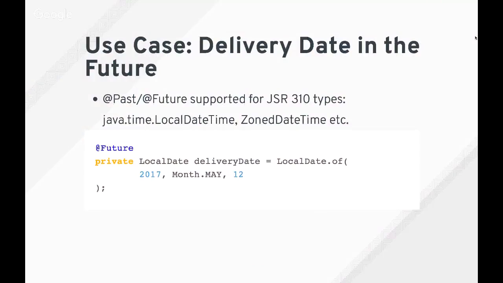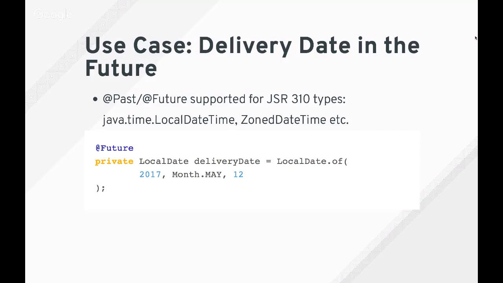So that's it for container constraints. Then the next use case, which is supported by Bean Validation 2, is the validation of dates. Bean Validation always had those two constraints, @Past and @Future, and they were supported just for Calendar and Date, which were the traditional date types. And now Java 8 has this new date and time API with lots of new types, such as LocalDateTime, ZonedDateTime, and many more. And well, the @Past and @Future constraints are usable for all those new date types now.